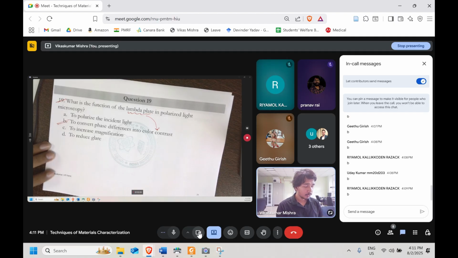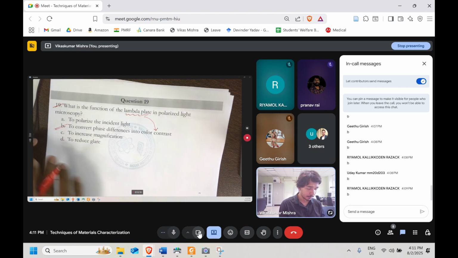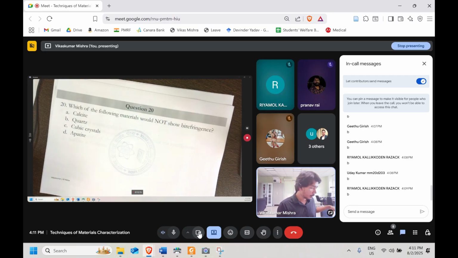Okay, so if you don't use it, you will get the grayscale. If you are using it, you will get the color contrast. Okay, so this was question number 9. Any doubt, let me know. If not, let's move to the next question, question number 20.